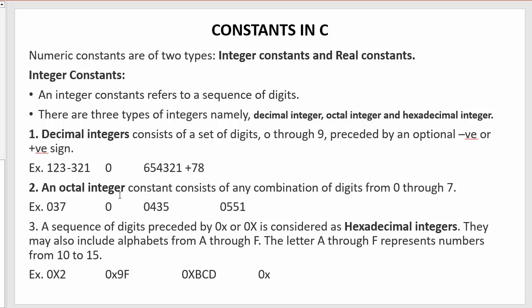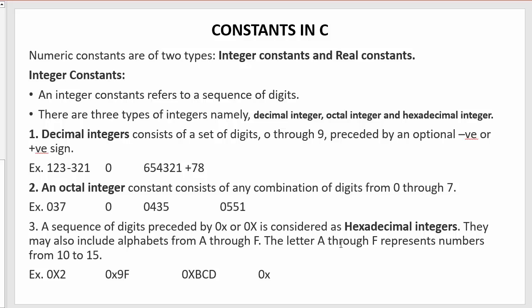Octal integers come within the range from 0 to 7. Here you can see I have written down a few examples. 037 is an example of an octal integer. 0435 is an octal integer, and then 0551. These are the examples of octal integers.